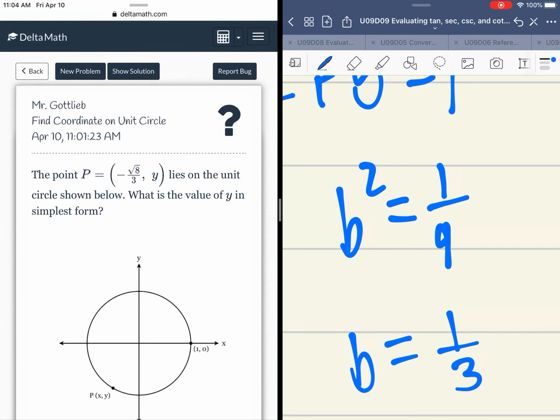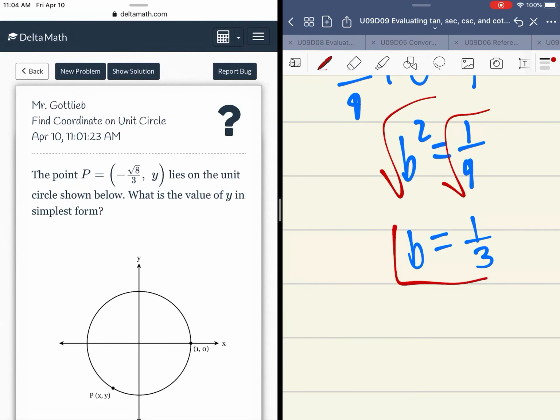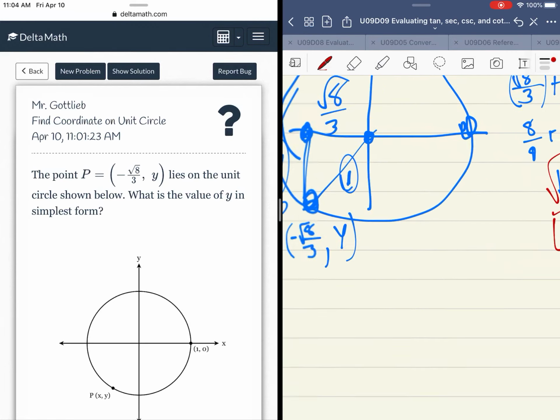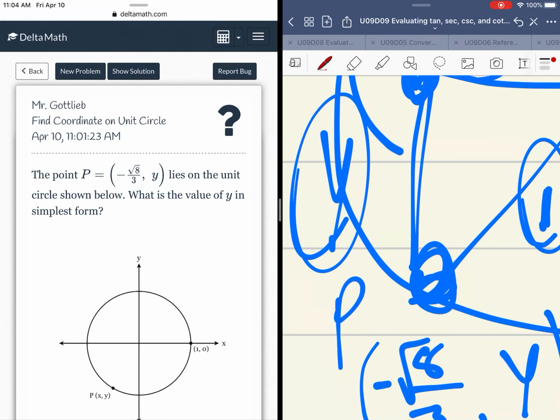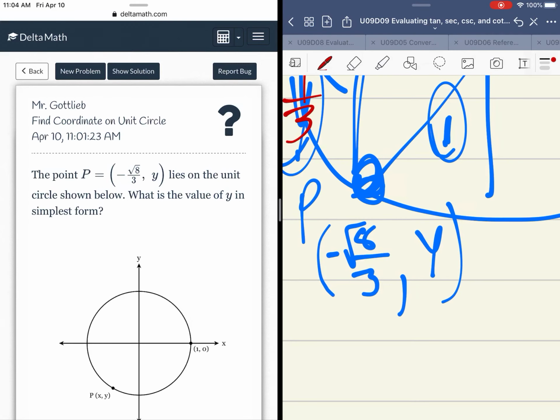In case that's not clear, just change colors. Okay, the square root of 1 is 1, and the square root of 9 is 3. So this is the measurement of this side of this triangle. Now, because we're in quadrant 3, the y value is negative here, so it's negative 1/3.